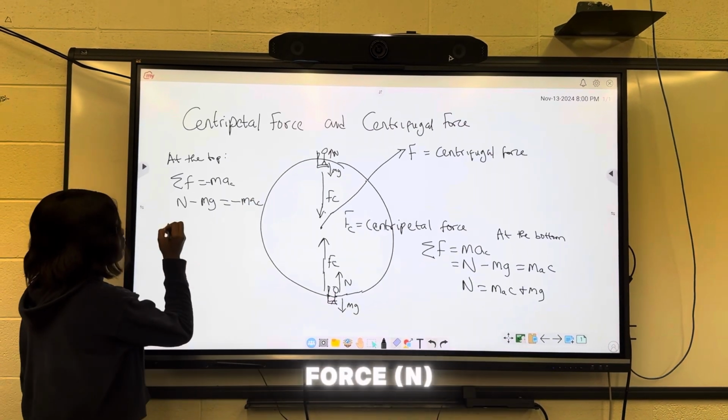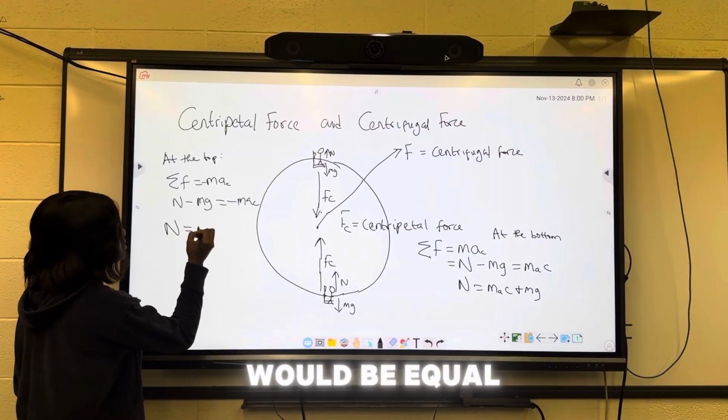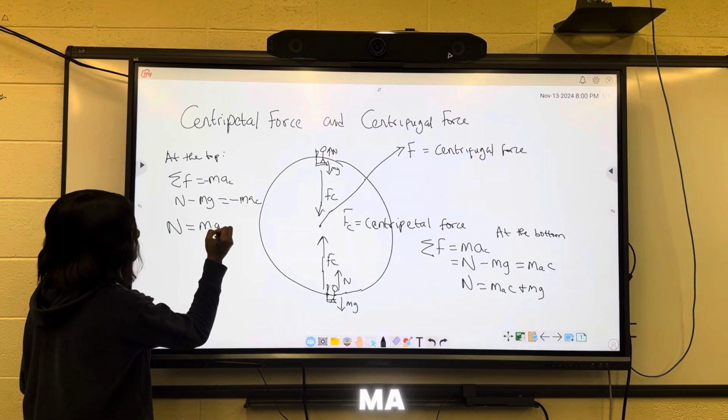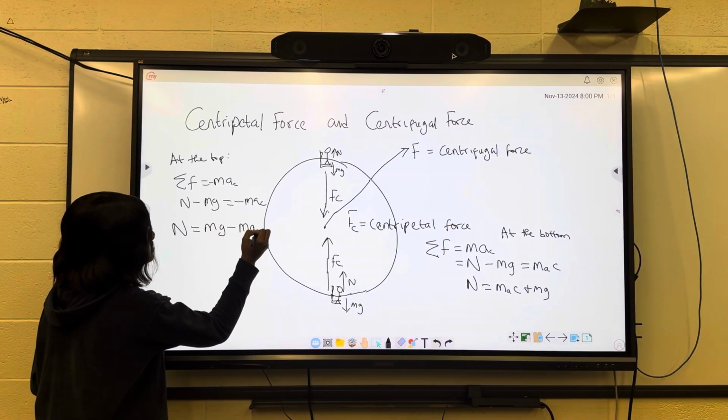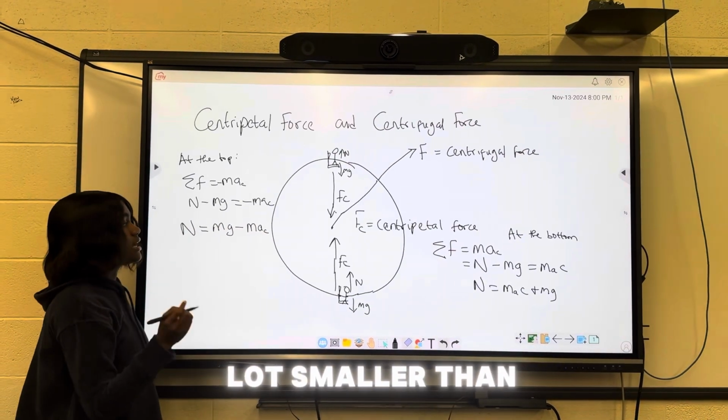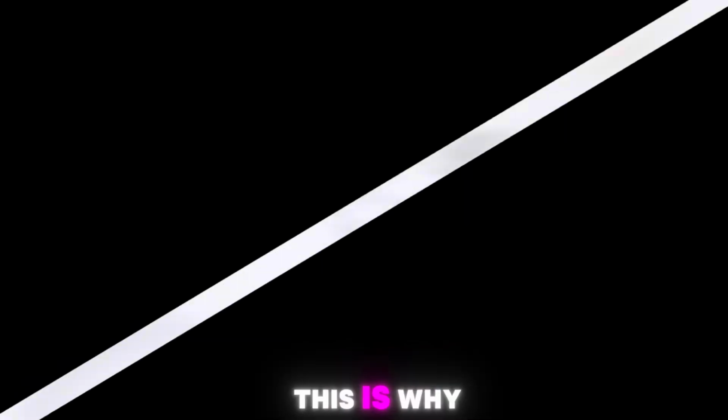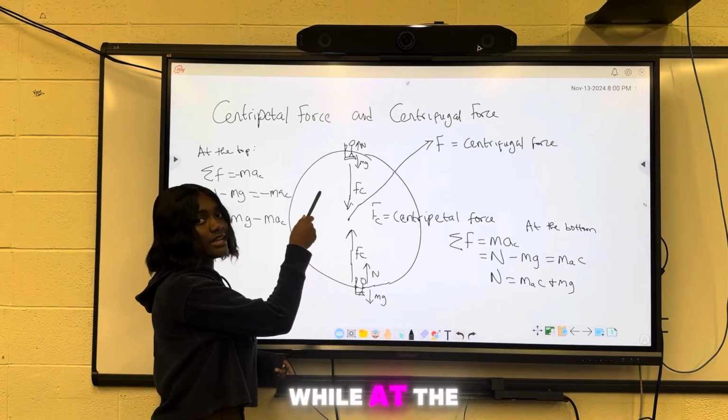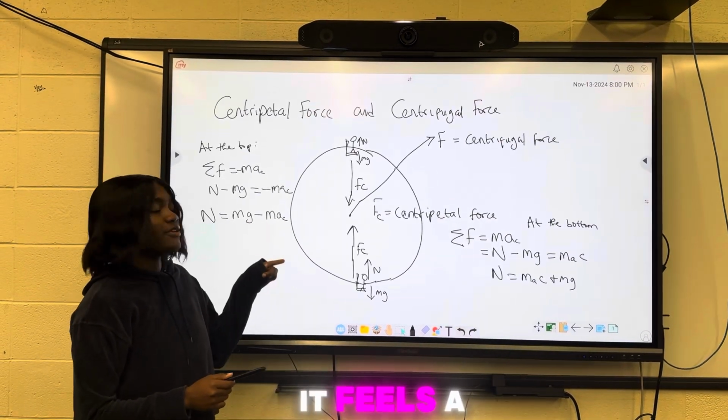Since the person is going to feel the normal force, the normal force would be equal to, bringing this here, mg minus mac. So this is going to be a lot smaller than if it's just the weight. So that's why a person at the top feels lighter, while at the bottom of the Ferris wheel they feel a lot heavier.